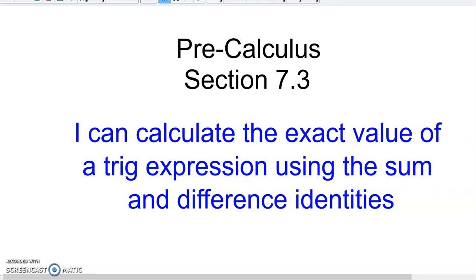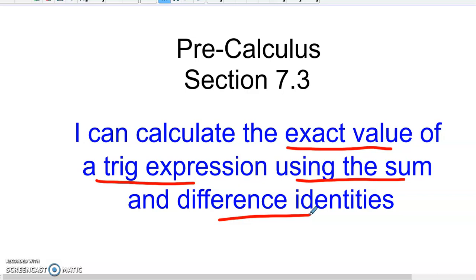Hey Pre-Calc, Mr. Rashid here, and today we're going to be calculating the exact value of a trig expression using the sum and difference identities. So essentially, we're going to find the exact value of these trig expressions. We're not going to use the calculator, and we're also going to use the sum and difference identities.